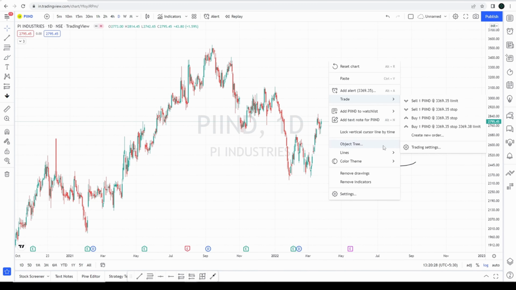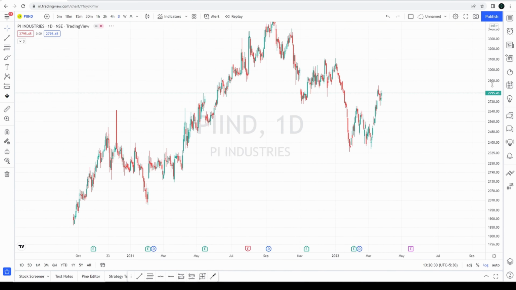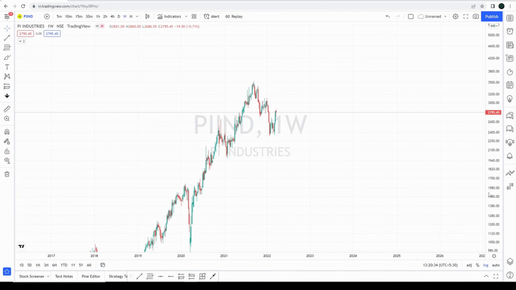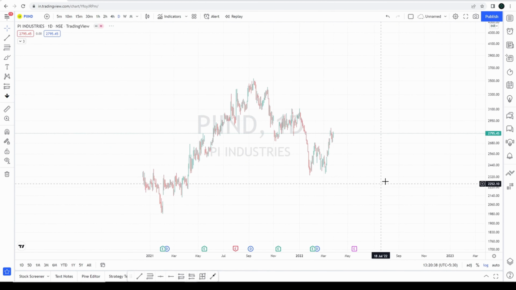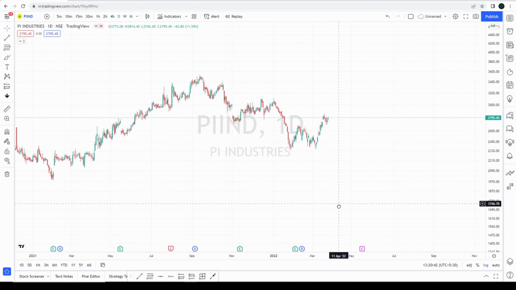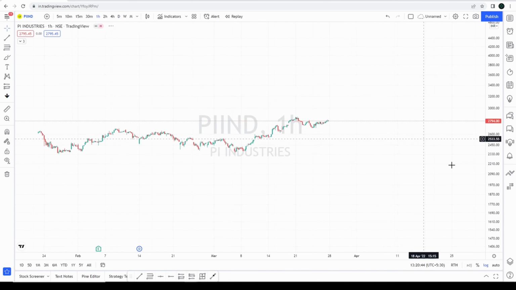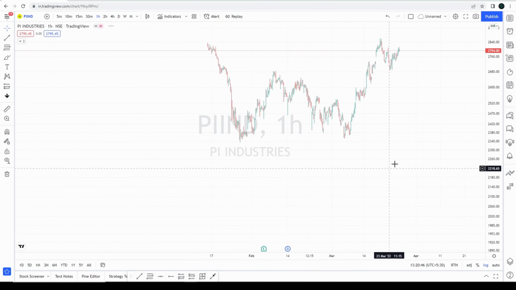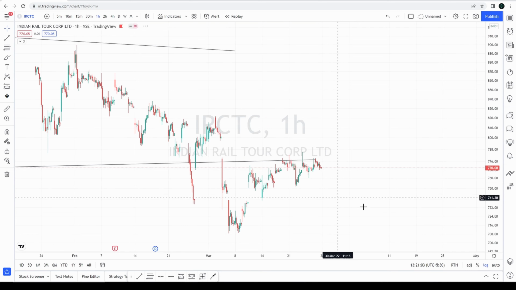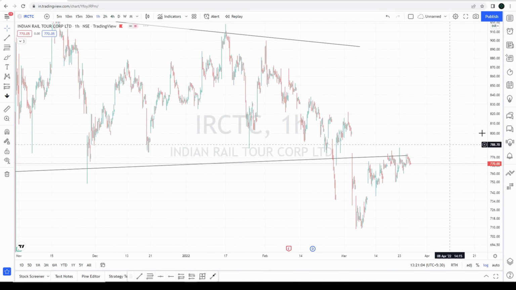Let me delete this. Let me go to weekly, and no, I don't see anything in the weekly. And daily, no, I don't see any pattern on this particular stock. Okay, let me go to the hourly chart, also nothing.